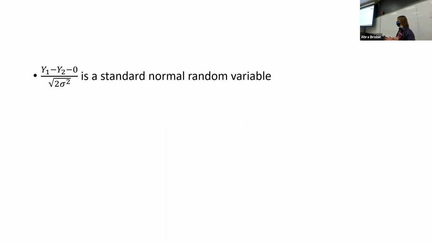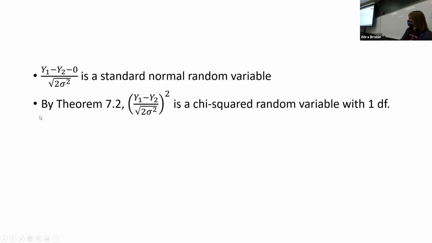So now you might see why we wrote our target statistic, n-1 s squared over sigma squared, in that format that involved y1 minus y2 over the square root of 2 sigma squared. It's because by theorem 7.2, which we talked about at the start of class, this thing, y1 minus y2 over the square root of 2 sigma squared, all that squared, is a standard normal random variable squared. So that means it's a chi-squared random variable with 1 degree of freedom.